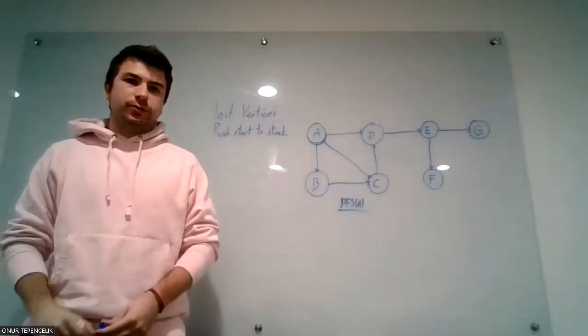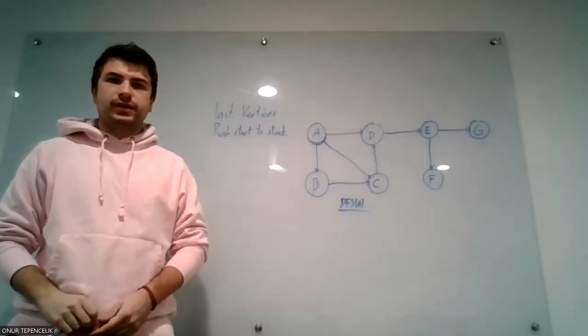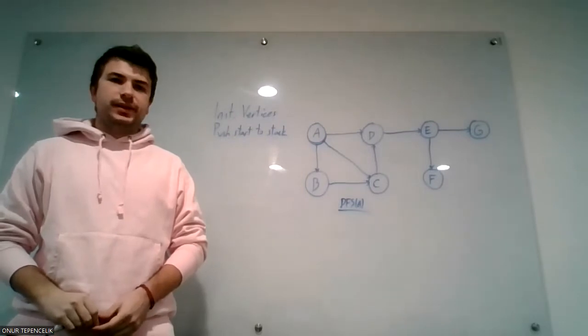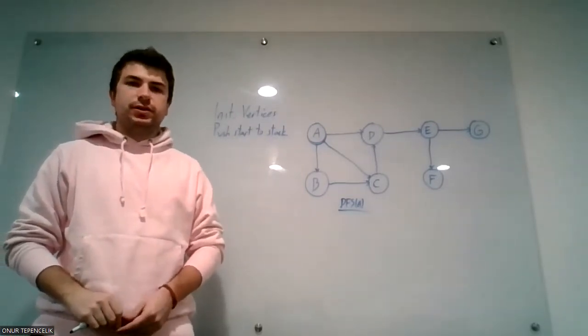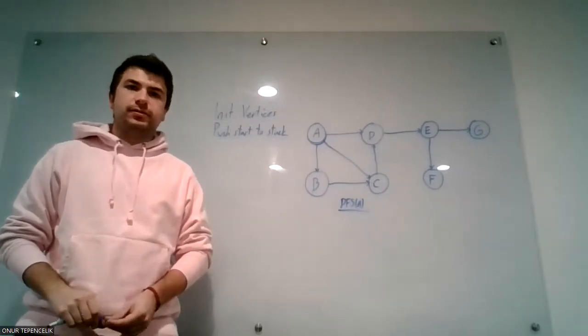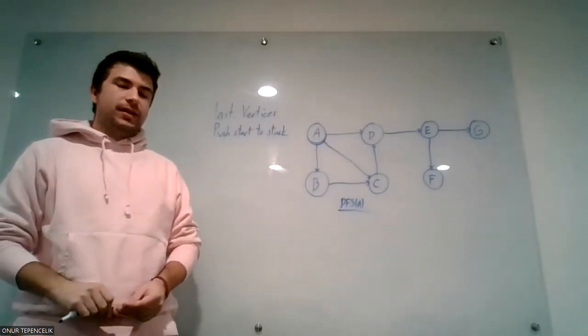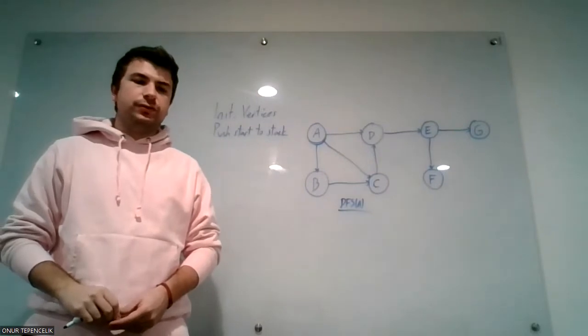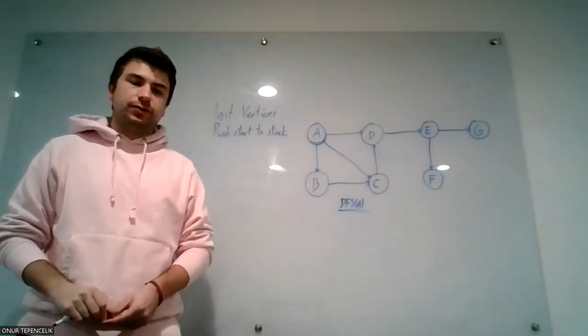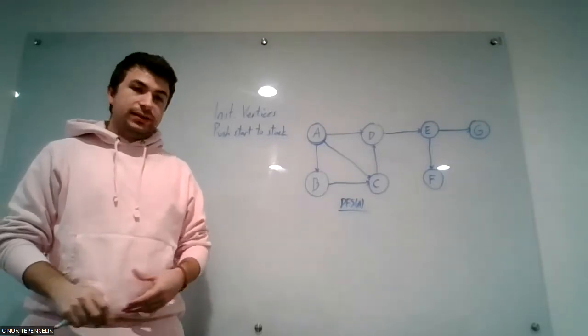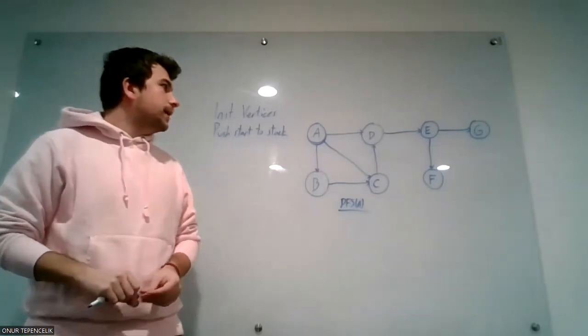Hello everyone, today I'm going to talk about a graph search algorithm, the depth first search. The depth first search, abbreviated as DFS, is one of the most commonly known graph search algorithms along with breadth first search. And in DFS, the objective is to first explore the nodes that are further away from the starting node compared to the immediate neighbors of that node.